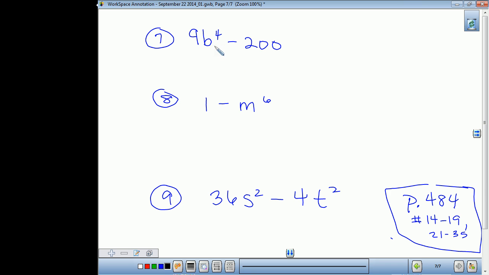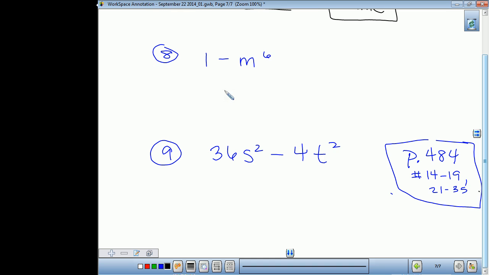Down at the bottom of the page, these are in the form of difference of squares. But what's wrong with number 7? Is 200 a perfect square? No. This problem does not factor. And when a problem does not factor over the set of integers, we call it prime. Prime is the answer we use when it does not factor over the set of integers.